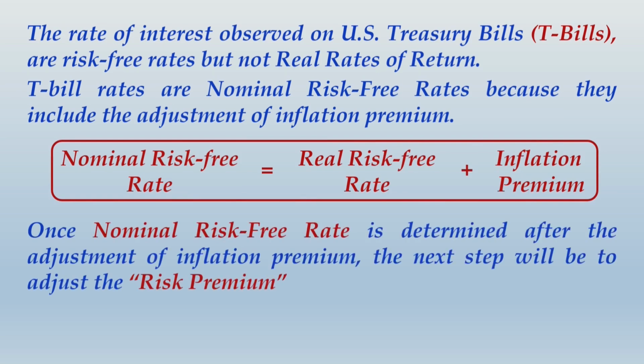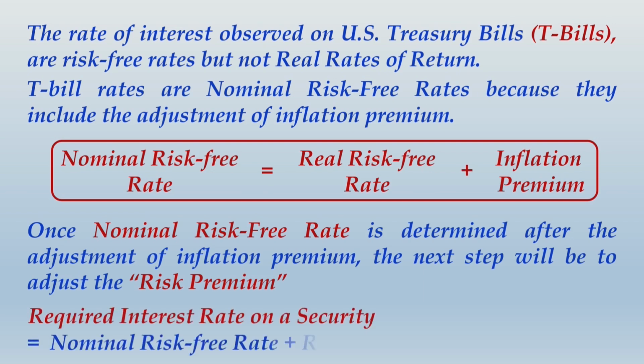Once nominal risk-free rate is determined after the adjustment of inflation premium, the next step will be to adjust the risk premium. So the required rate of interest on a security will be nominal risk-free rate plus risk premium. So please write up this part as well, and then I take you ahead.